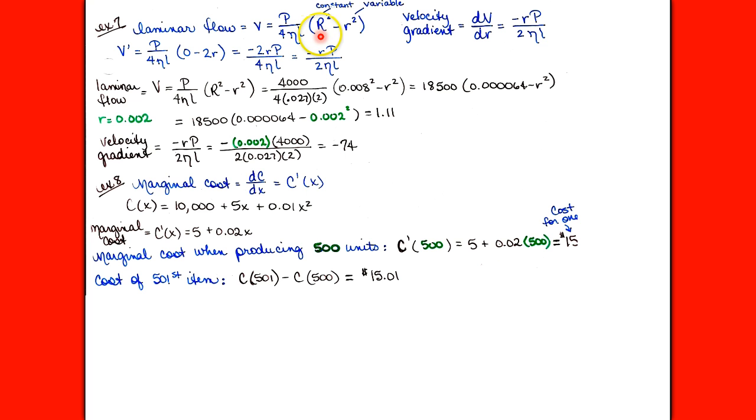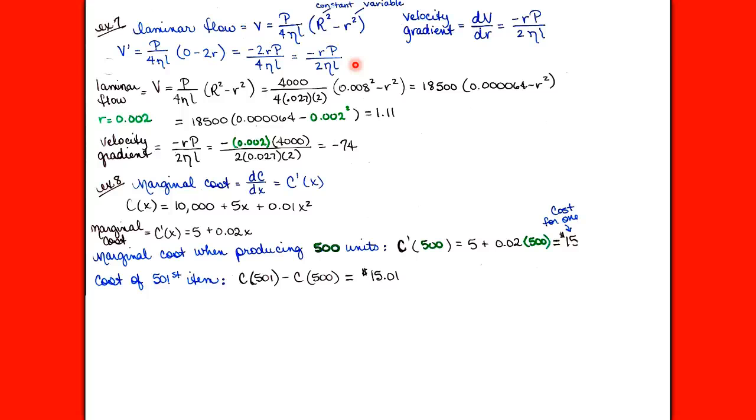Now, capital R is a constant because it is literally the radius of the vein or the artery. It's not changing. But lowercase r was the distance that we were away from that central axis, and that was a changing quantity. So when I take the derivative of a constant, I get 0. When I take the derivative of a variable, r squared, I'm going to get 2r. So I would have this guy times negative 2r. So that would give me negative 2rp over 4 eta L, and I could reduce the 2 over 4 down to 1/2. So I've created the rate of change. I've created the velocity gradient formula.